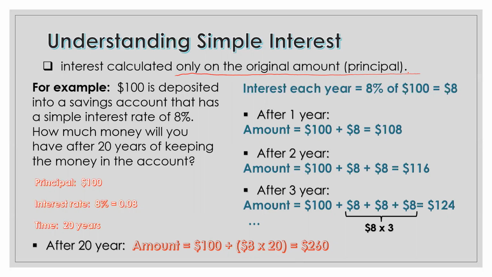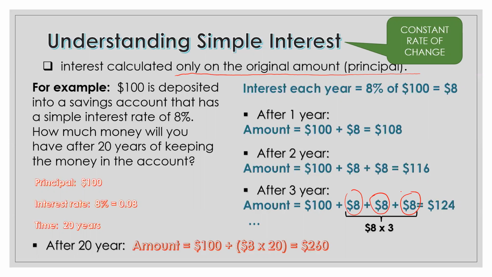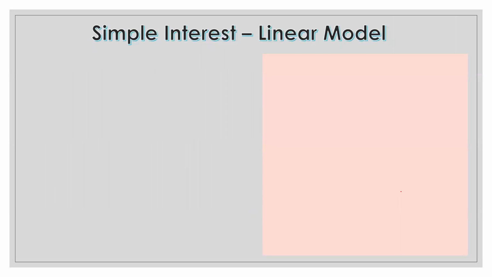All right. Now, we can look at this and say, oh, this sounds like a constant rate of change. That means you are adding the same amount every year. Constant rate of change should ring a bell. And we would say that's a linear model.